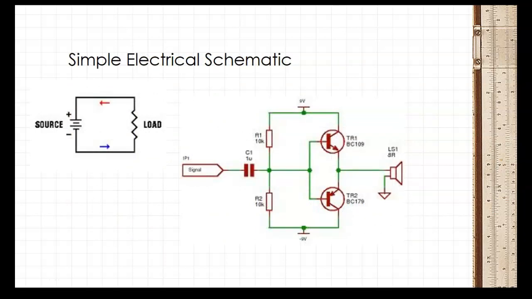Okay? So this is a simple electronic schematic. The simplest one, you have your source, path, and load. Here, you have your signal coming in, you have some components coming through, and then you have your horn on the outside. That's a very simple siren schematic.